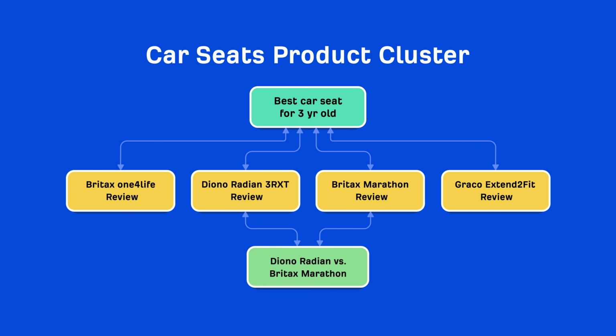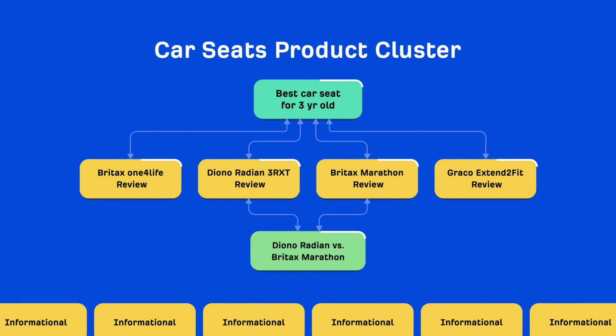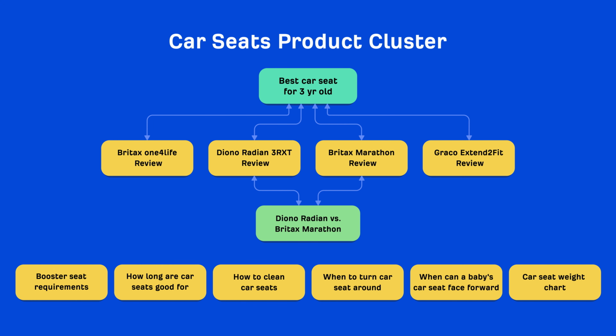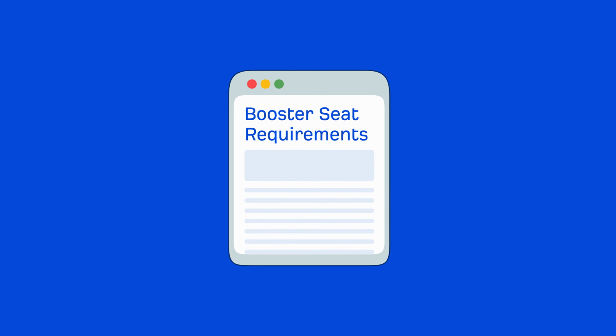Now, if we were going for a 1-to-1 ratio, we'd want to choose around 6 informational pieces about car seats. To do that, I'll draw from my keyword research list, which I created with you in Module 3. Now, all we have left to do is create content on these topics.